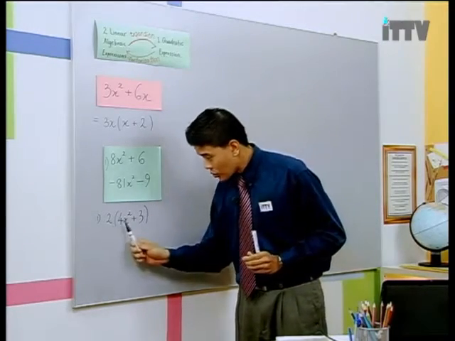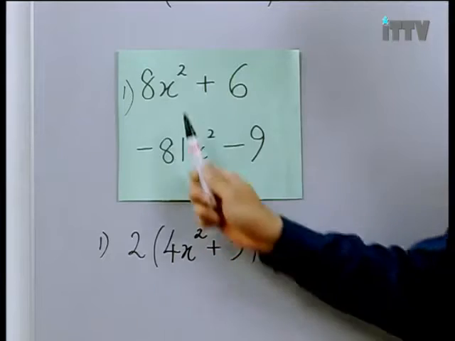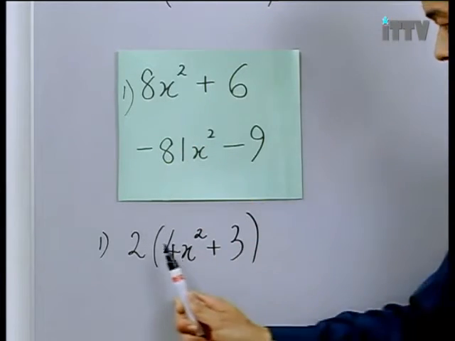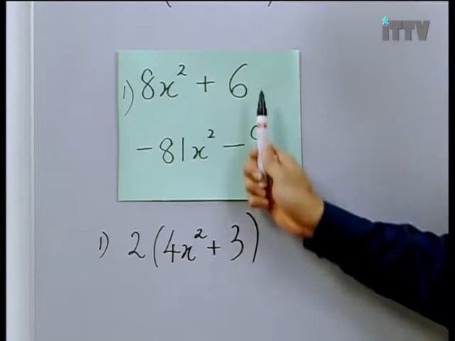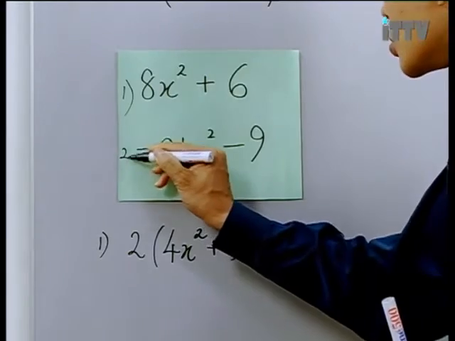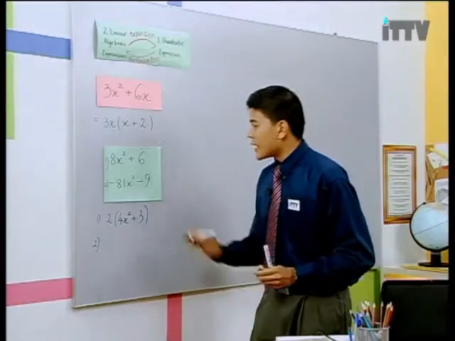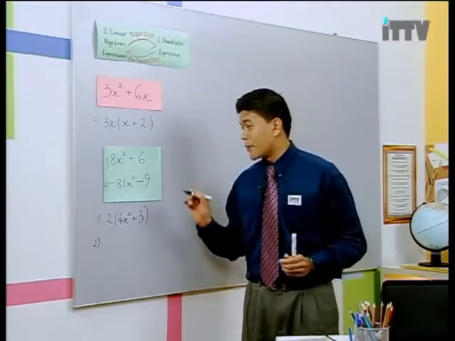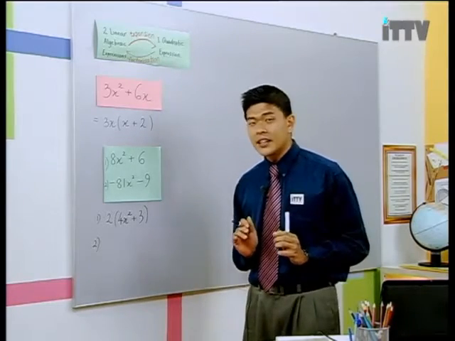Check. 2 times 4x squared. Will you get back ax squared? Yes. Alright, double check. 2 times 3, 6. Your factorization is perfect. Alright, now for number 2, minus 81x squared minus 9. Okay, so this is still in the second category.